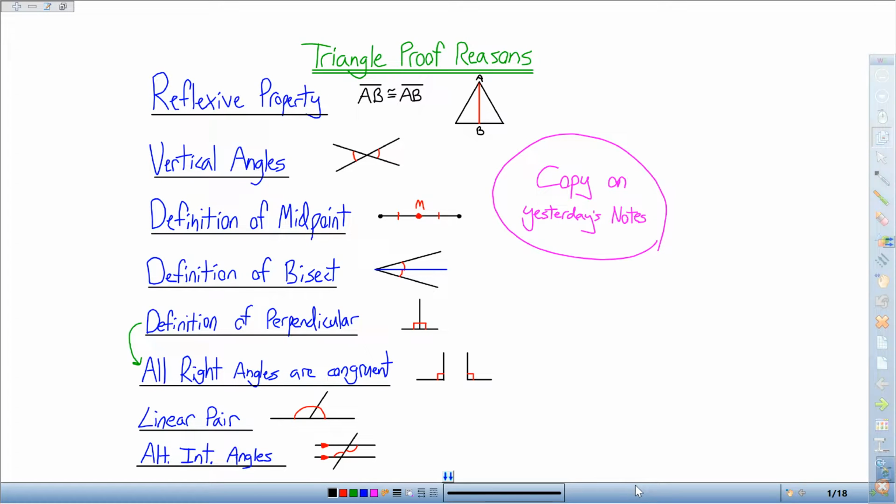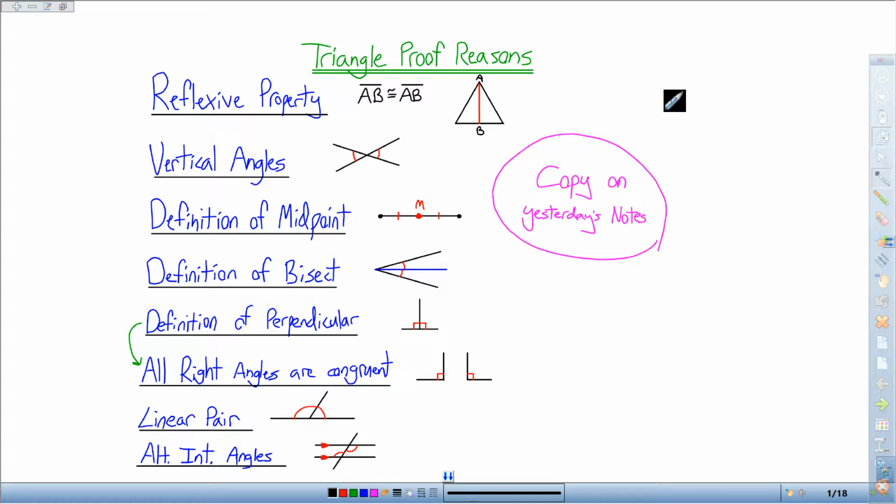Hey, everybody. So today we're going to be getting into our triangle proofs. The first big thing I need you guys to copy down are all of the different reasons we're going to be using as we go through these proofs. Okay, so on the notes that we took, the algebra proof reasons, you can go ahead and add this information to it. All right, so take a minute, get all of this. It's really important, and then we'll get into doing some problems.